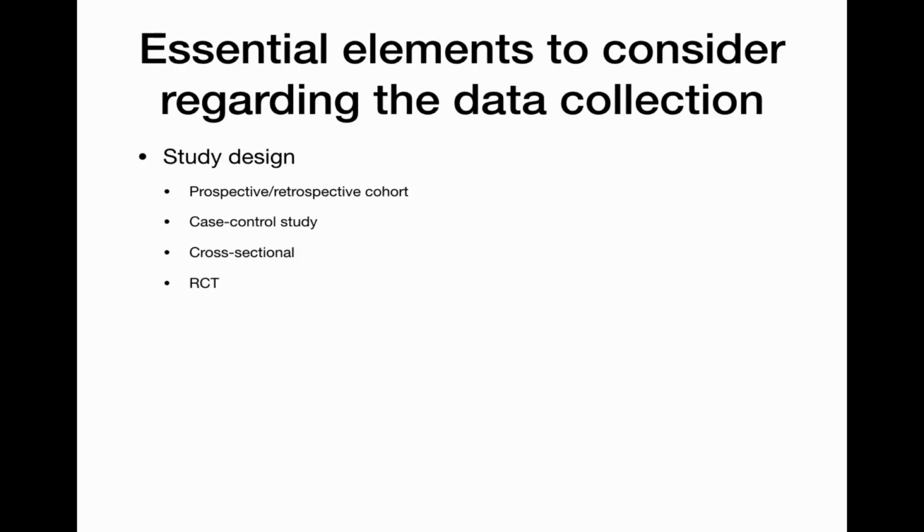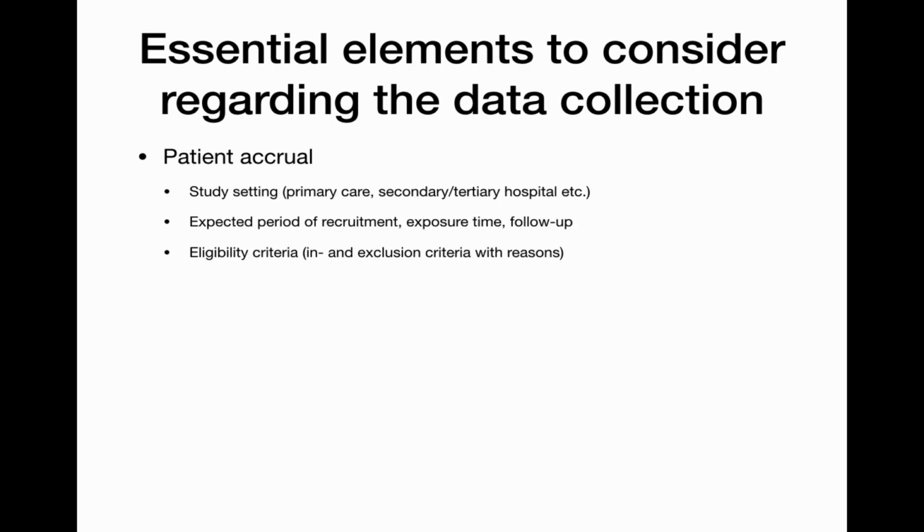There are certain essential elements to consider regarding the data collection. First, we need to look at the study design. So we can either use a prospective or retrospective cohort study, a case control study, a cross-sectional study, or an RCT. And we need to think about the patient accrual. So where do we get our patients for the study? What is the study setting? Are we looking at primary care, a secondary, or maybe even a tertiary hospital?